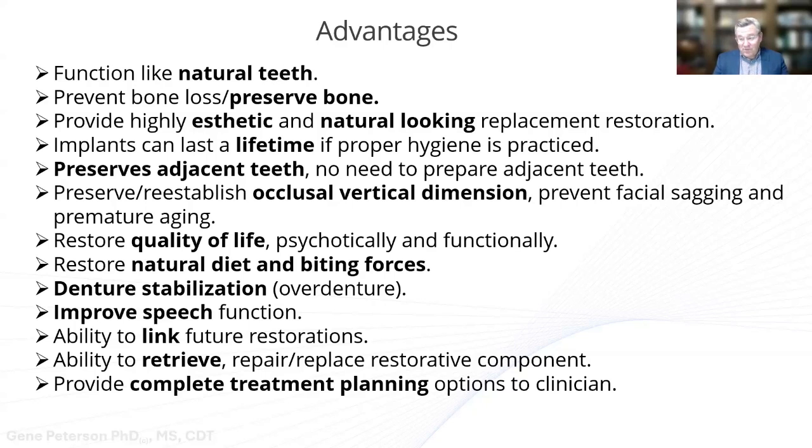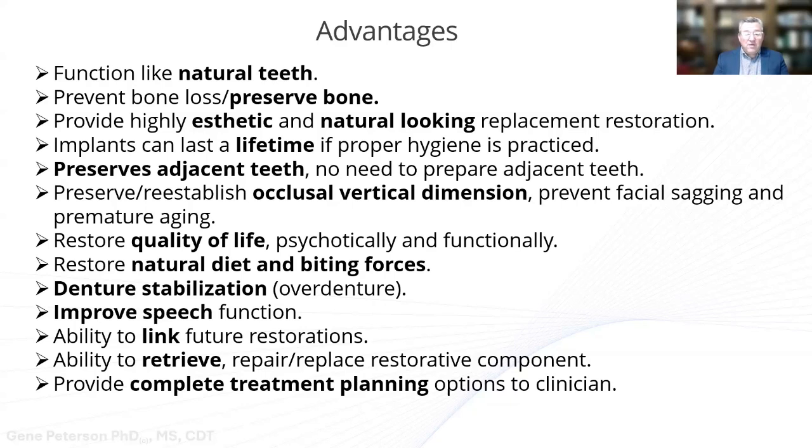You can preserve occlusal vertical dimension, OVD. Prevent face sagging. That's a big deal. Again, it's all about keeping that patient naturally looking, to restore them to the quality of life that they once had, psychologically and functionally. We restore natural diet, biting forces to what they were used to using most of the time. Now, there are some issues about bruxism that become a problem, but all else being equal, in normal situations, they can chew normal things. I've got an implant. My dentist isn't listening, but I crunch ice on it all the time. It's a terrible thing, but whatever. I've had it for almost 20 years.